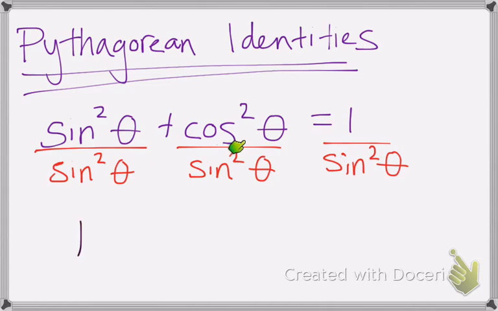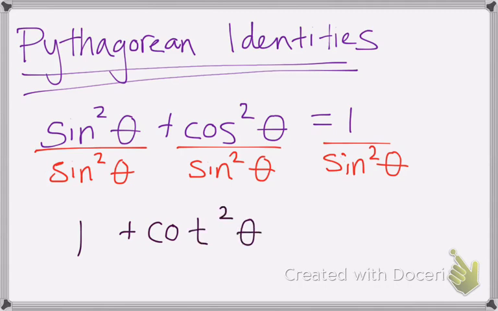I heard some people whispering that sine divided by cosine is tangent, but what's the reciprocal of that? What's cosine divided by sine? Cotangent. And notice that we still will keep it squared. So cosine squared theta divided by sine squared theta is cotangent squared theta.